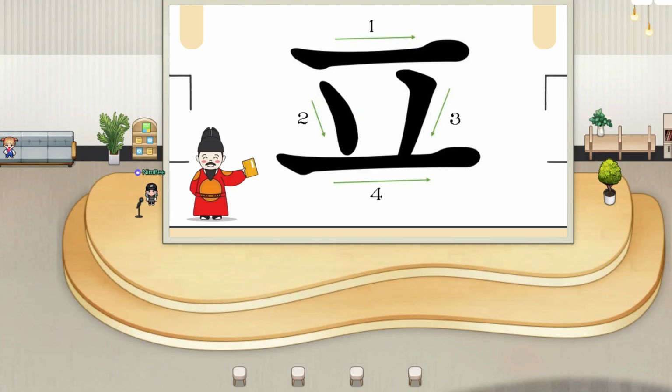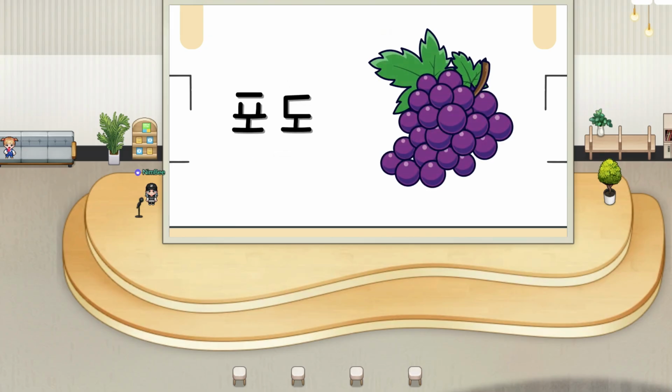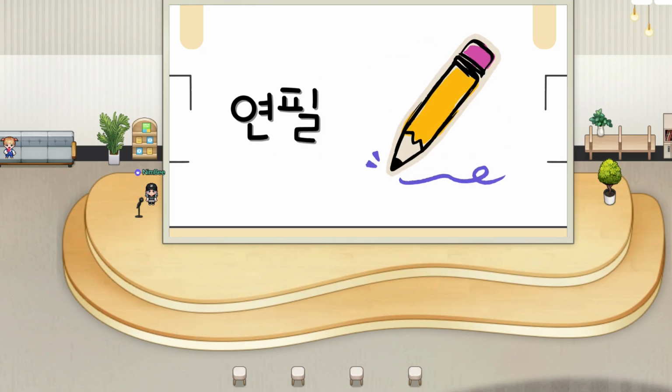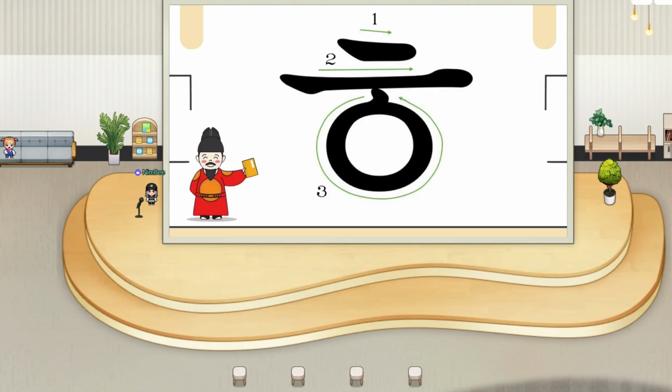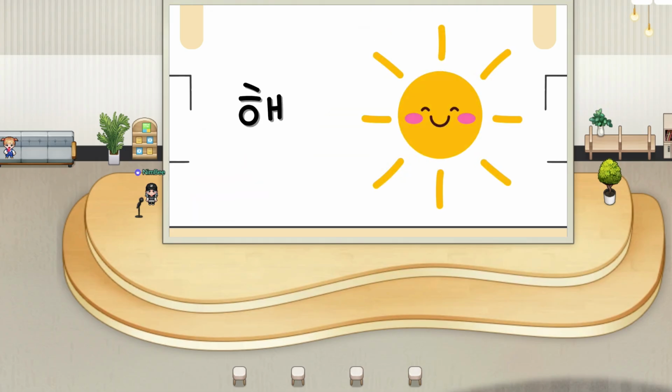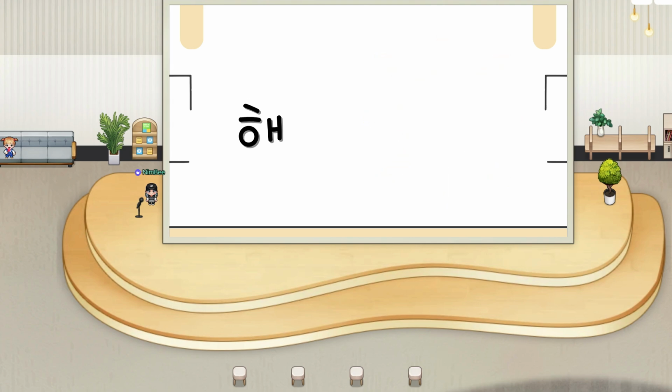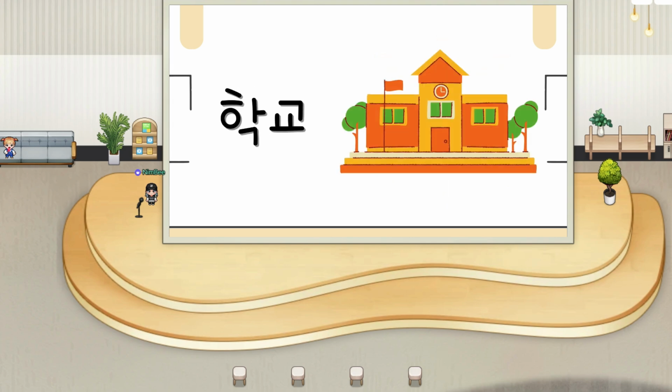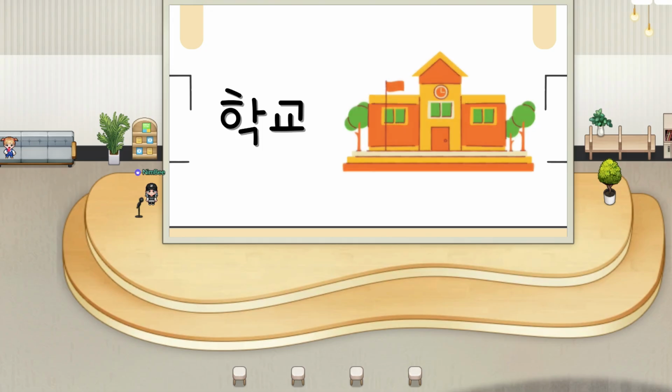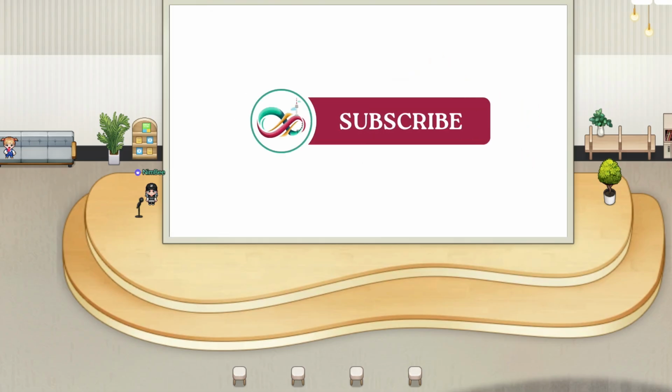And next one is 피읖, pressure to the p sound. Examples are 포도, grape, and 연필, pencil. Here we have the last basic consonant, 히읗. Examples are 해, which means sun, and 학교, school. Great! We completed the list of Korean consonants, and now let's move on to Korean vowels.